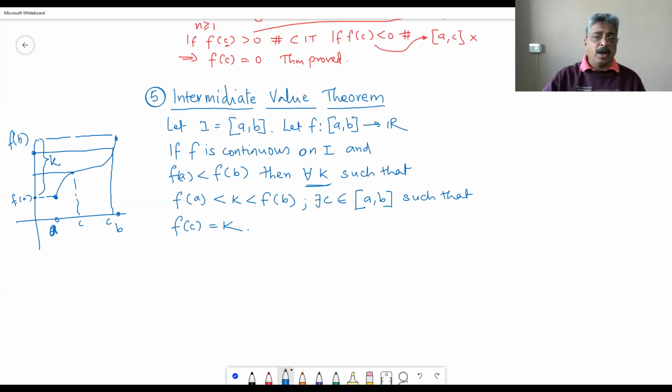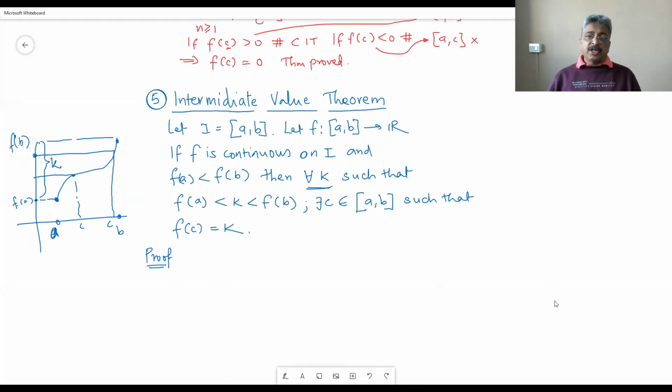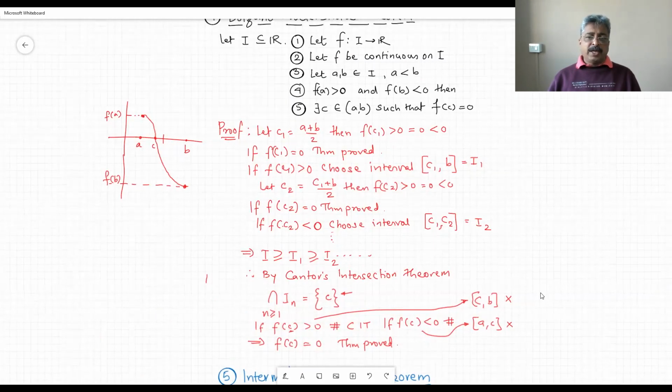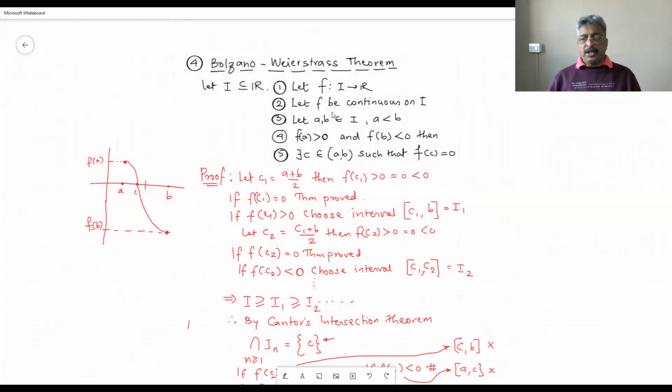Okay, now in this proof, what we are supposed to use is the previously proved theorem, which is Bolzano-Weierstrass. Therefore, proof. We have to create a situation such that the prerequisite conditions of the Bolzano-Weierstrass theorem are satisfied, and hence we directly use it. There it is required to be continuous, one extreme of the function should be positive, another extreme should be negative. That is what we want.